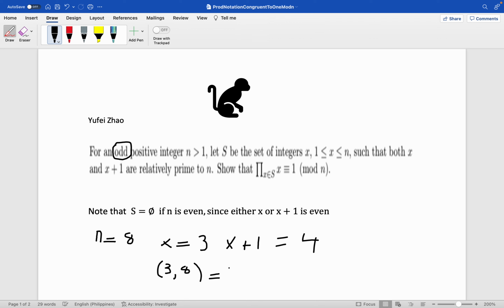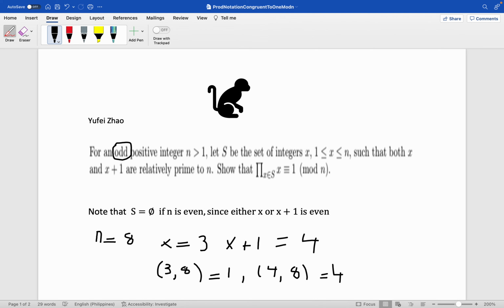Okay, but the GCD of 4 and 8, 4 being an even number, of course, here, is equal to 4, right? So you see the problem we have here. This kind of thing will always happen with any pair of x and x plus 1 that satisfy these conditions right here. So you're always going to have one of the numbers that's going to be even. And so the set's empty, because both x and x plus 1 can't be relatively prime.